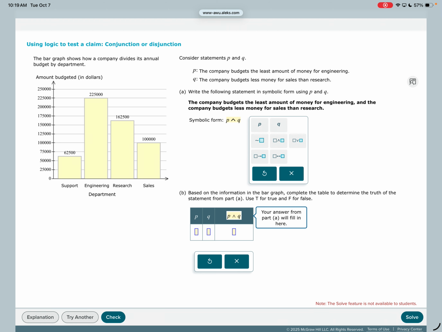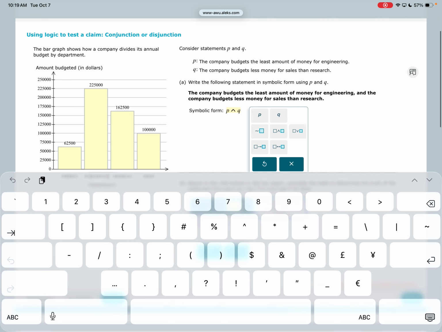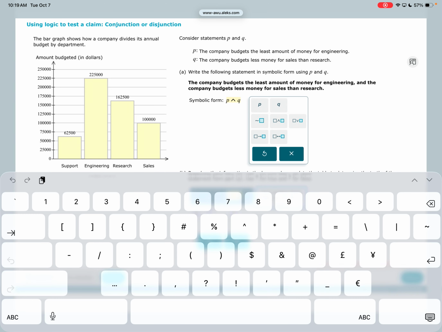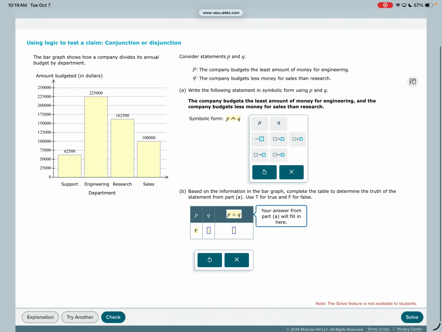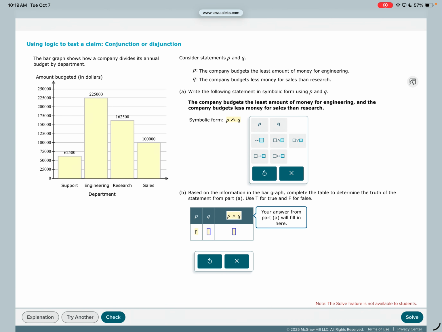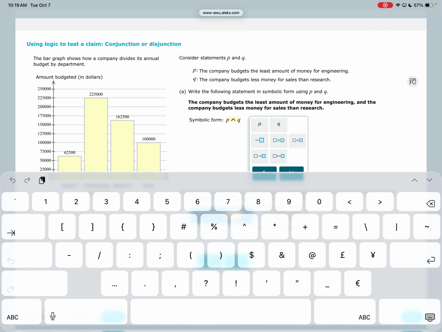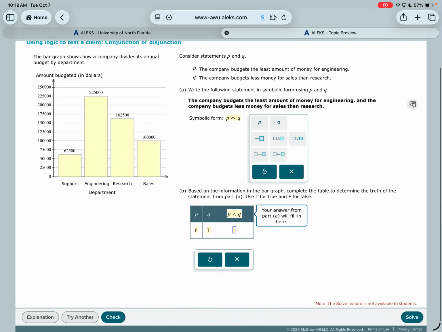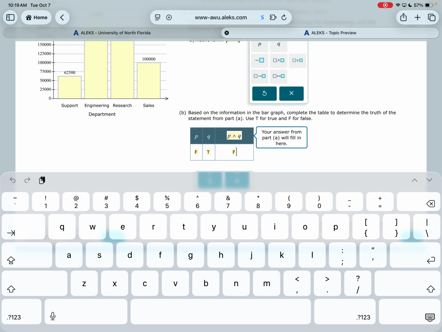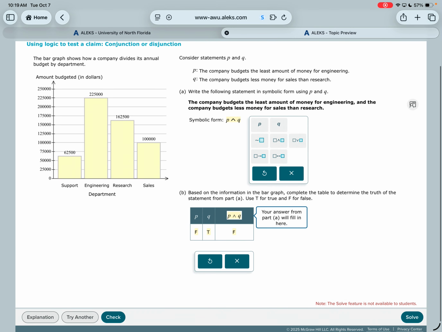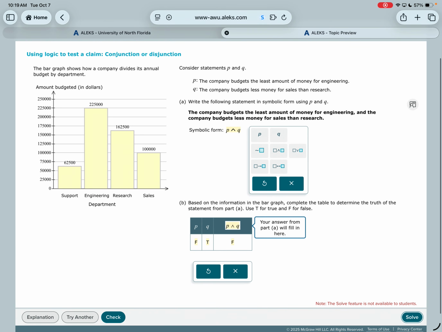Is this true? Okay. So we know from and that both of those statements have to be true for the whole thing to be true. So let's go back and think. Is P true? The company budgets the least amount of money for engineering. Is that true? That is false, right? Engineering is the highest bar. So what about Q? The company budgets less money for sales than research. That would be true. The research bar is bigger. So now I think of my rules, P and Q. It is only true when they're both true. So this whole statement is false. Okay? And that is my answer there.